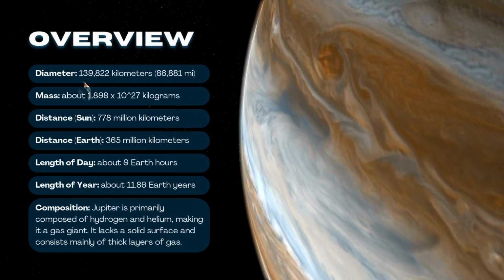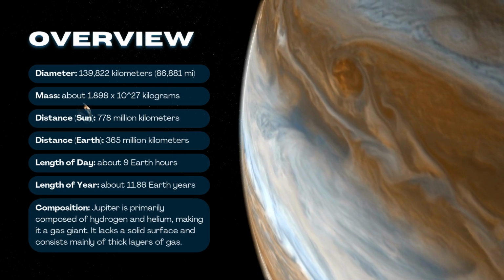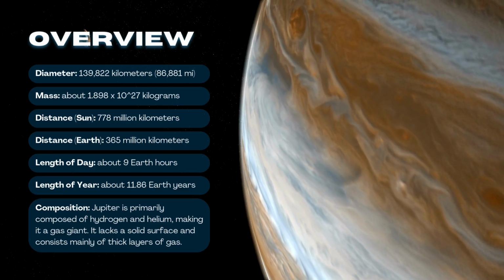Composition. Jupiter is primarily composed of hydrogen and helium, making it a gas giant. It lacks a solid surface and consists mainly of thick layers of gas.